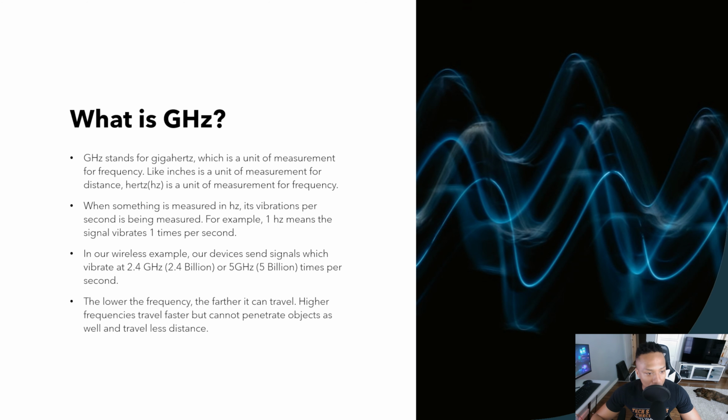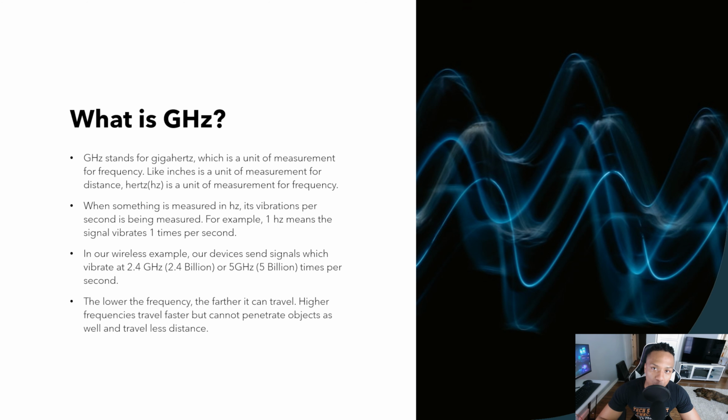Before I move on to channels, what is gigahertz? GHz stands for gigahertz. Gigahertz is a unit of measurement for frequency. Think of a measurement for distance, for example. If we want to measure the width of our monitor, we're going to use a ruler and probably measure that in inches. Think of it like that. Inches is a unit of measurement for distance.